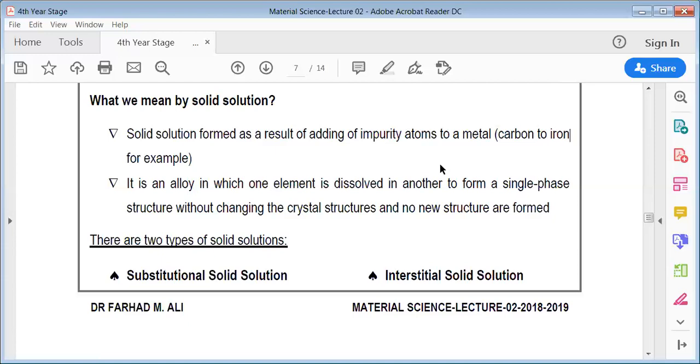Okay, right. So we have two types of solid solution. One is called substitutional and one is called interstitial solid solution.